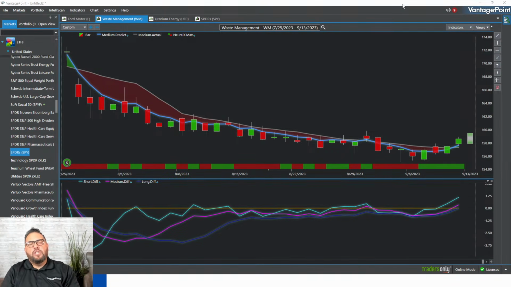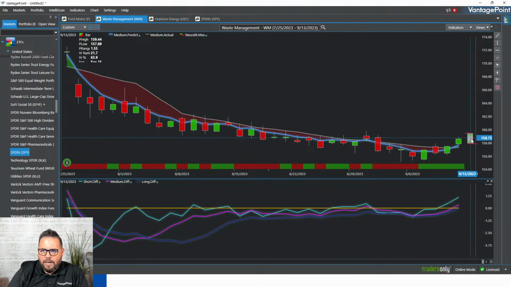That's valuable information. So what the heck would I do at this point? All right, take a look. I use that predicted high and predicted low. If I put my cursor on that predicted high and predicted low, in the top left corner, I can see a predicted high of 159.44 and a predicted low of 157.89, right?